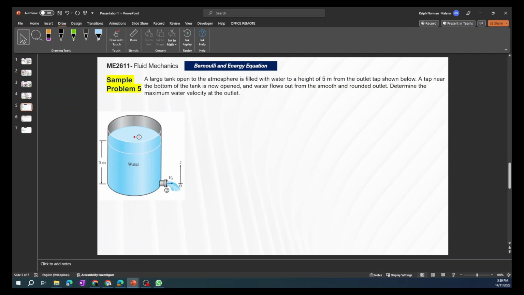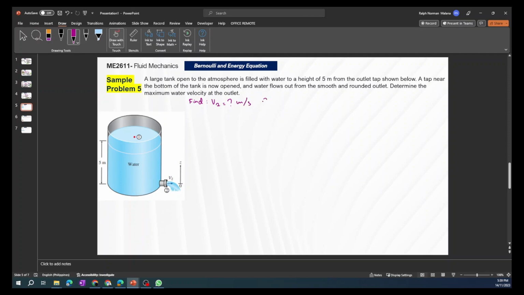For here we have a large tank open to the atmosphere, filled with water at a height of 5 meters. This one's open, by the way. It is 5 meters from the outlet tap shown below, so that will be our frame of reference. A tap near the bottom of the tank is now open, and the water flows out from a smooth and round outlet. Determine the maximum water velocity at the outlet. The requirement here is to find the velocity at point 2, V2, in meters per second.